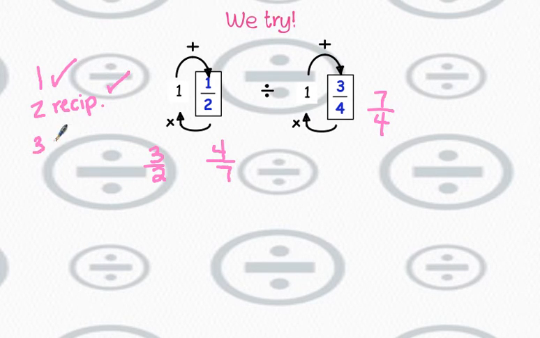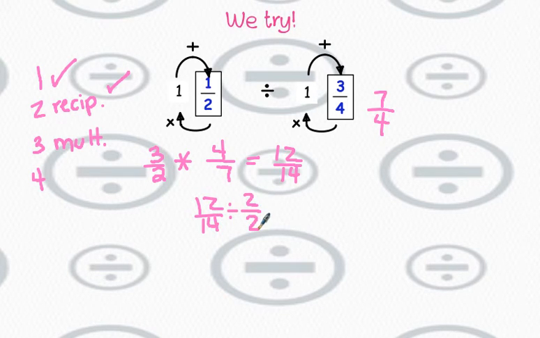And then step 3 tells me that I can multiply. So 3 times 4 is 12. 2 times 7 is 14. And then step 4 is your simplify or convert. In this case, we can simplify. We can divide both of them by 2. So 12/14 divided by 2/2 gives us 6/7.